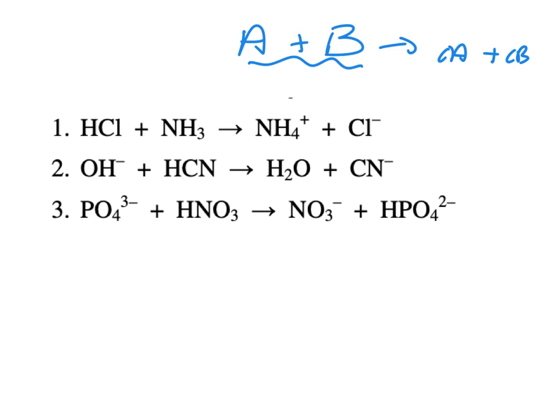So just remember the acid and the base are the reactants, and the products that form are the conjugate acid and the conjugate base. So when I look at example number 1 here, HCl ends up just being Cl minus.